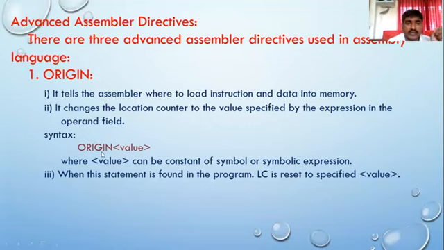Now, this ORIGIN inserts the next instruction after the ORIGIN at this particular value. That is, it tells the assembler where to load the instruction and data into the memory. Accordingly, the next instruction will be assigned this particular value. The value can be a constant, a symbol or a symbolic expression. When this statement is found in the program, the location counter is reset to the specified value. When we identify this ORIGIN in the given program, our location counter value should be updated with the corresponding value of ORIGIN. This value will be processed.